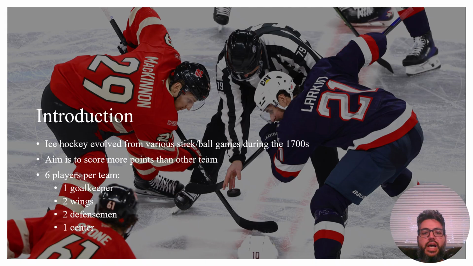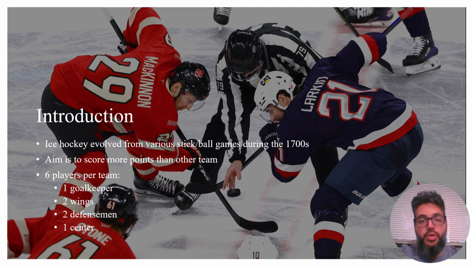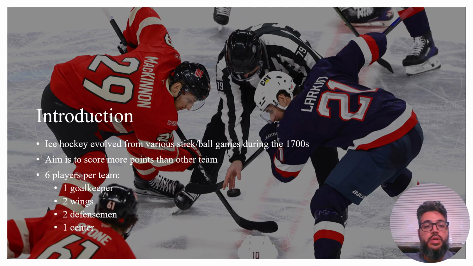Just an introduction, ice hockey evolved from various stick and ball games during the 1700s. The aim essentially is to score more points than the other team, and it's essentially 6 players per team. They have the one goalkeeper that protects the goals, 2 wings, 2 defensive men, and 1 center.